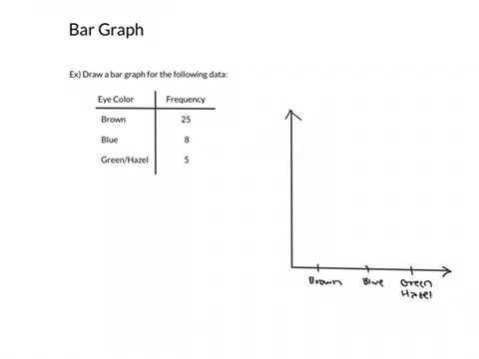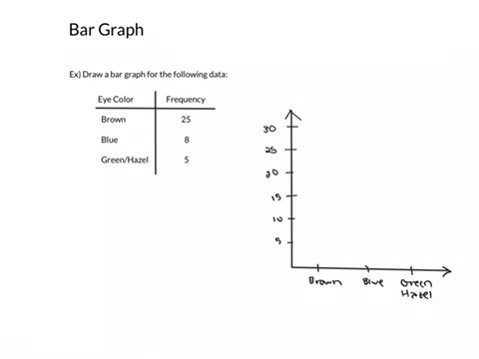And then the y-axis will represent the frequencies. Since my largest frequency is 25, I'm going to just go by fives here. 5, 10, 15, 20, 25. I tend to go ahead and label each tick mark. I think it's easier that way, especially if you're doing a lot of data, to have them already labeled like that.